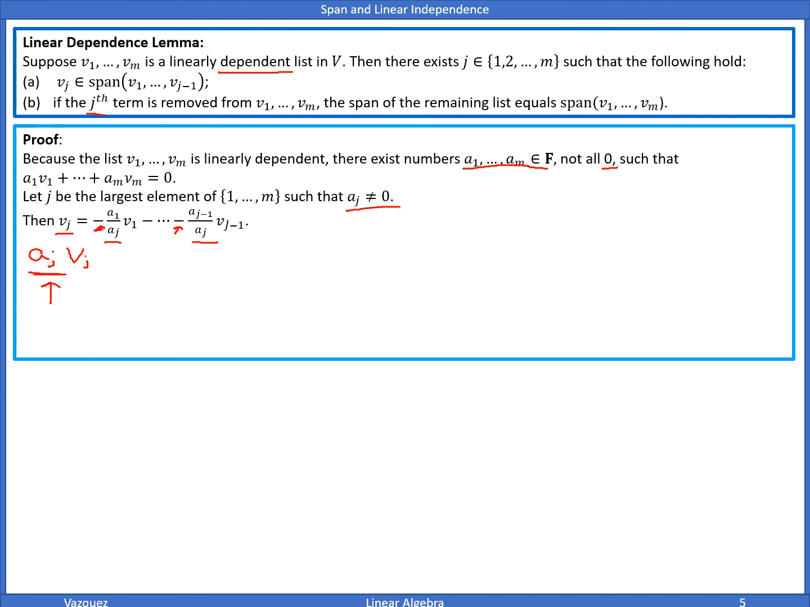And now, what do we have? Well, this vector Vj is a linear combination of all the other vectors V1 all the way to Vj minus 1, which is what we're trying to show for A. Right, so that proves A.